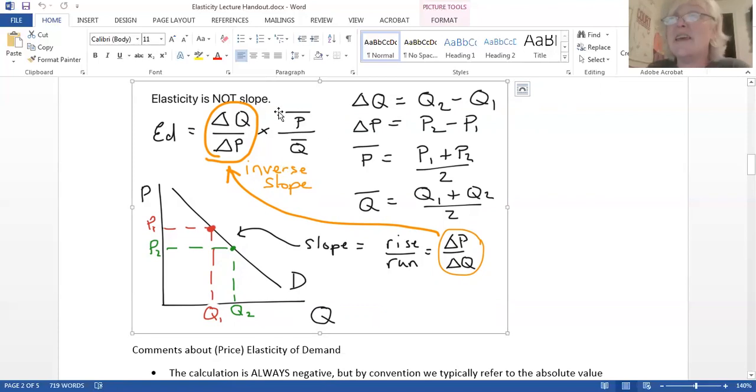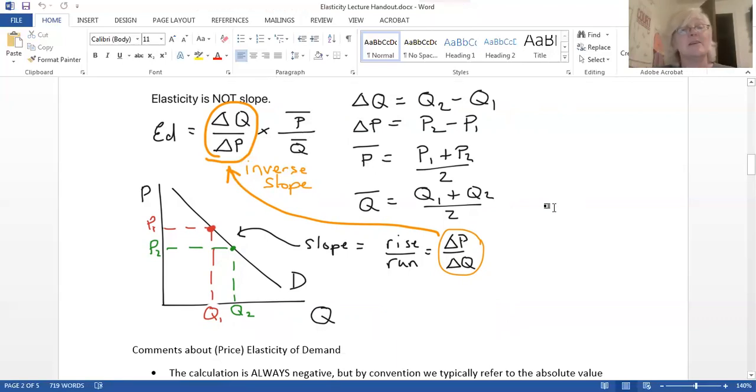But for each set of points, P1, Q1, P2, Q2, or P3, Q3, P4, Q4, we're going to change the average P and the average Q. So you can see then that the elasticity of demand is going to change as the average P and the average Q change, okay? And so that's what we mean, that the elasticity along a linear demand curve is going to change, even though this inverse slope part won't change. This part does change as we go up or down the demand curve. So keep that in mind. So elasticity is not slope, although it's closely related to the inverse slope, it is not, okay?